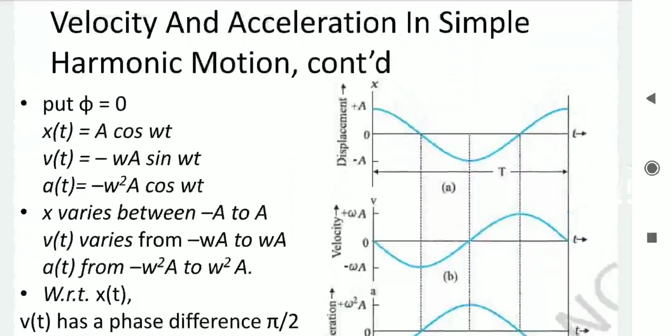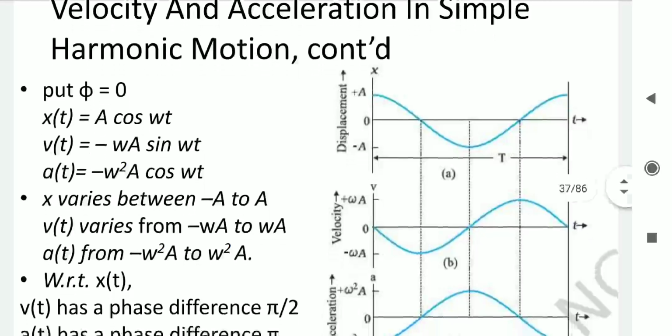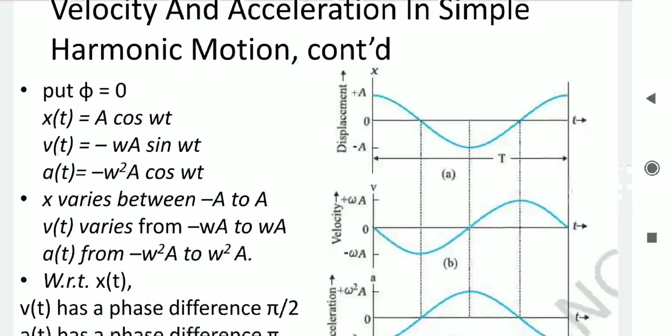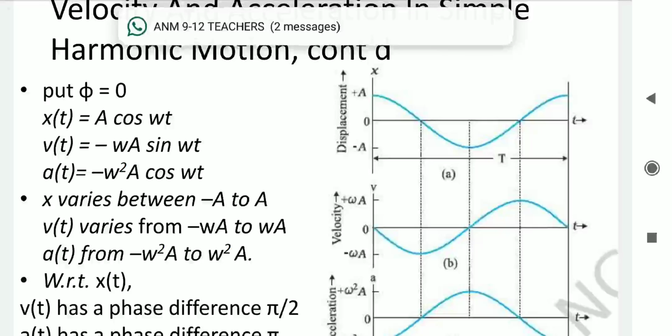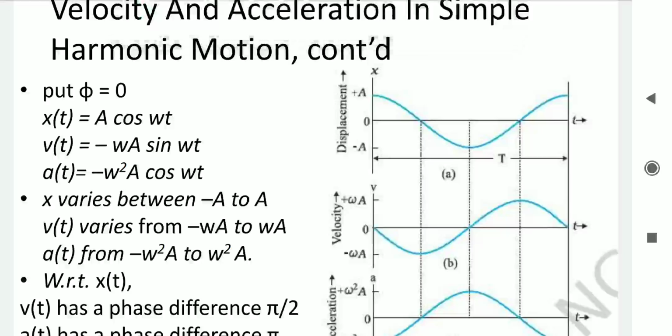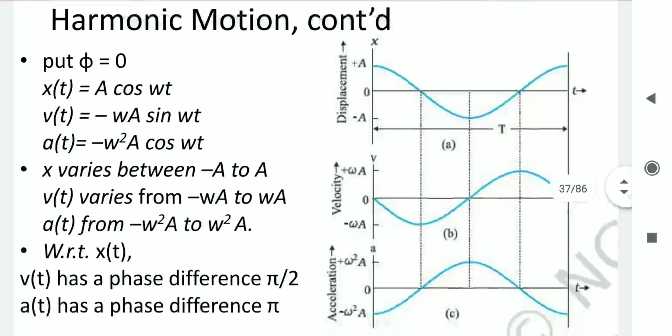to 0. We are avoiding a phase difference. So these equations can be rewritten as x of t equal to a cos omega t, v of t equal to minus omega a sin omega t, and a of t equal to minus omega square a cos omega t. These three functions are represented over here in the graphical method.